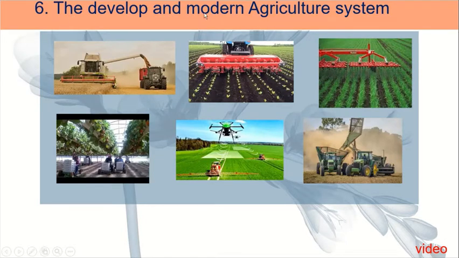Now, the developed and modern agriculture system, that is, here you can see some picture and you can understand the developed or modern technology used in agriculture. Okay, so in the developed country, modern technologies are used in agriculture production and they can produce more production. So again, let's watch a video on modern agriculture system in developed country. Okay.